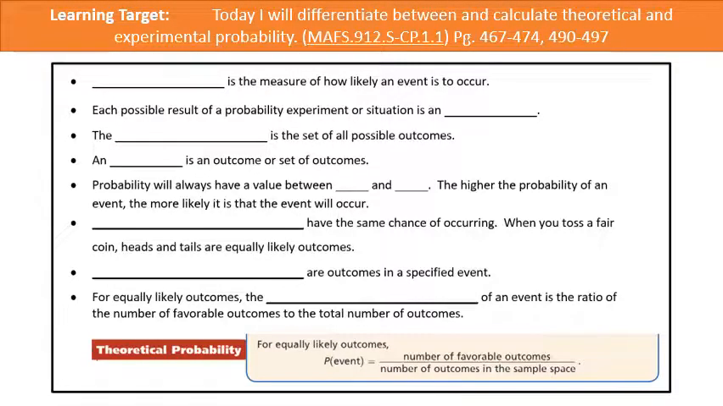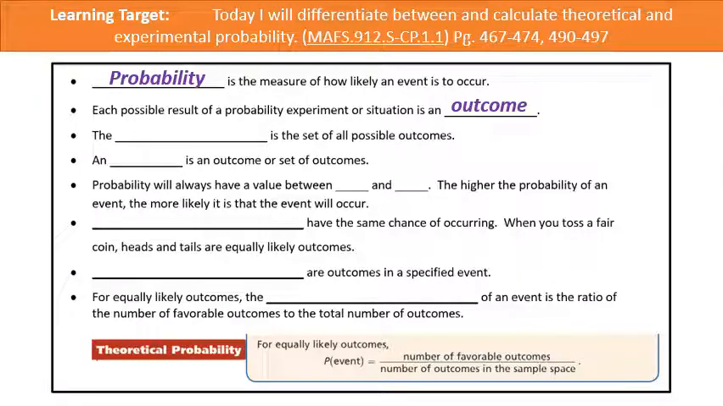So here we go. Probability is a measure of how likely an event is to occur. So think about some things that we typically use probability for. The chance that it rains, we express as a probability. The chance that you might win the lottery is a probability. It's the measure of a likelihood of an event happening. Okay, so each possible result of a probability experiment or situation is an outcome.